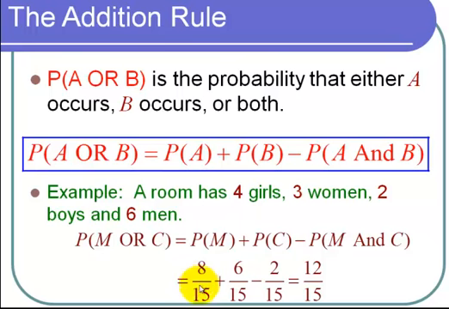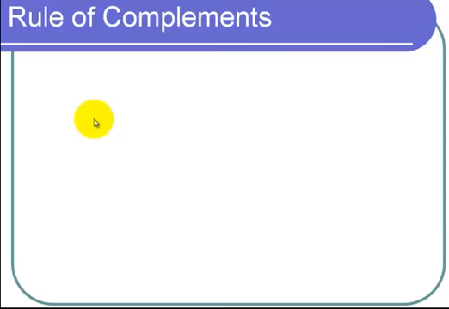And notice that 8 over 15 plus 6 over 15 minus 2 over 15 is equal to 12 over 15. And you could put that in decimal form. You could reduce the fraction. I'm not that interested in that. More, I want you to understand how to use the addition rule to calculate probability. So now I'm going to talk about the rule of complements.